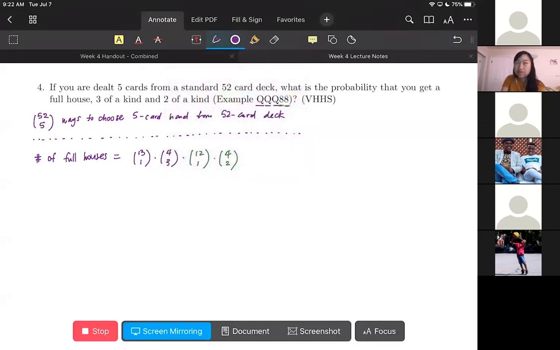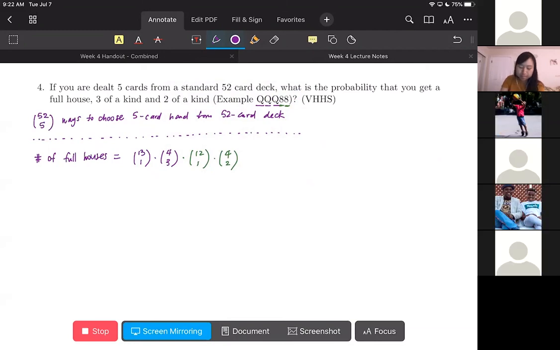Any questions on that? Yeah, please, I didn't get why we have to divide by 4 choose 2. The latter part. Yeah, so basically, say we've already picked 3, we've already chosen 3 cards to be the 3 of a kind in the full house.